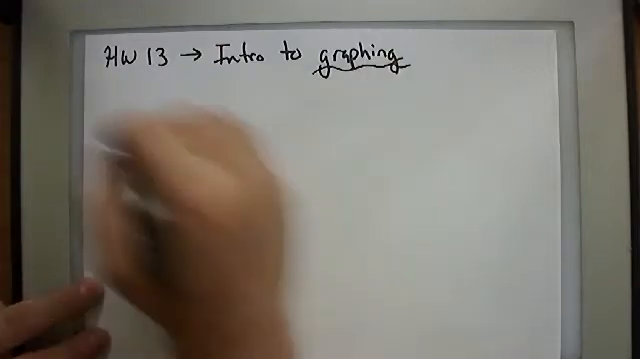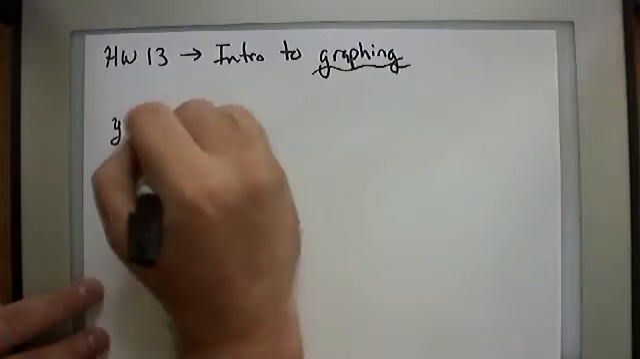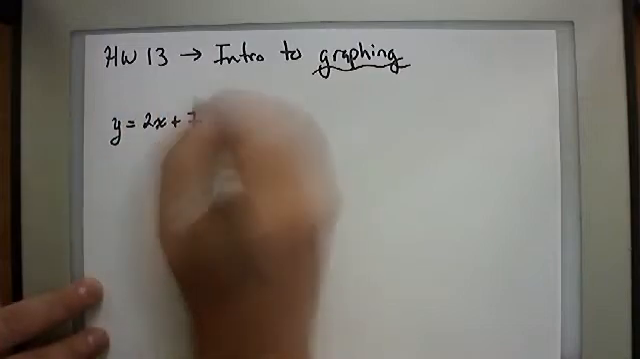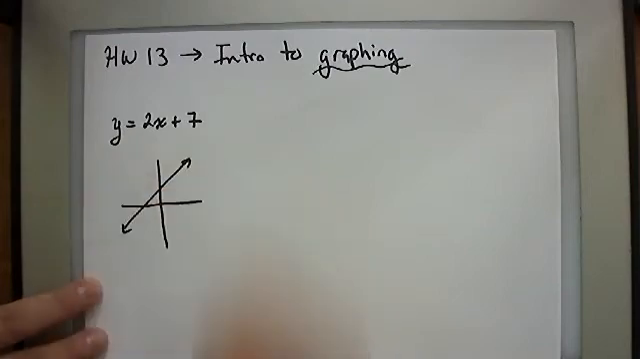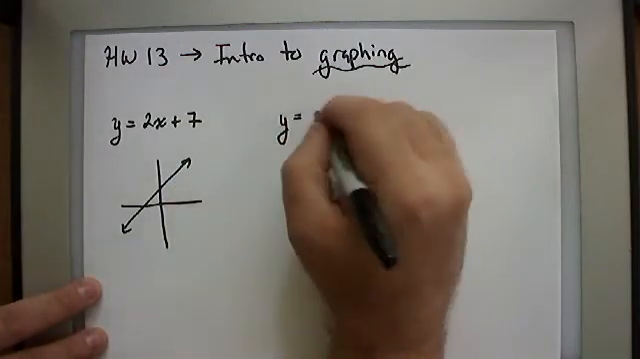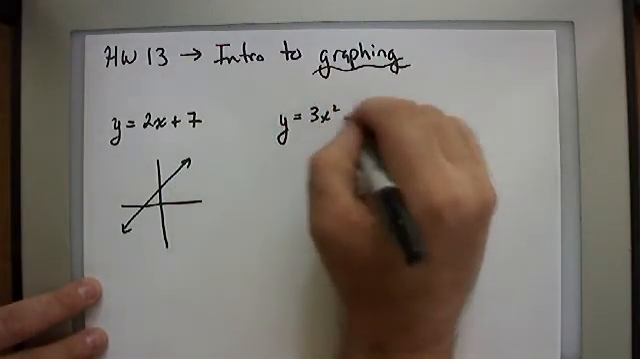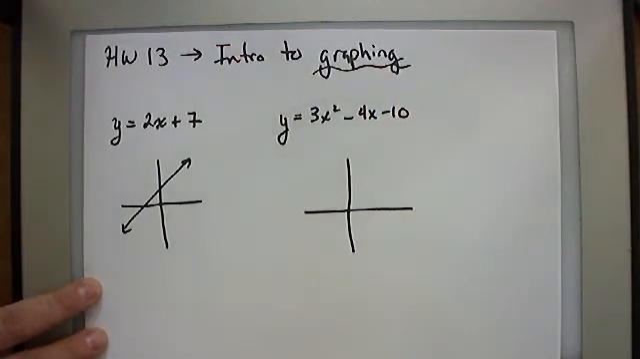What does graphing mean? Just generically speaking, I'll just give you a couple visual examples. You don't even need to write these down, you just listen. Graphing is taking an equation and making a line out of it, right? So 2x plus 7, the graph would look like that. You can have stuff that's real crazy, y equals 3x squared minus 4x minus 10.